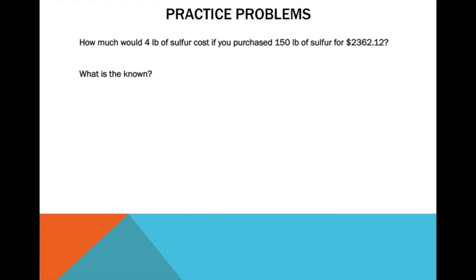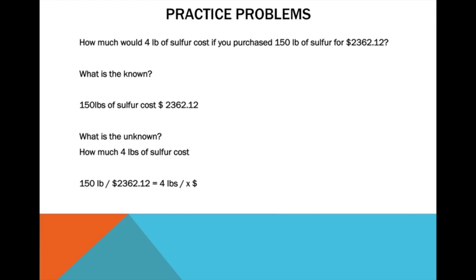How much would 4 pounds of sulfur cost if you purchase 150 pounds of sulfur for $2,362.12? What is the known? The known is 150 pounds of sulfur costs $2,362.12. What is the unknown? The unknown is how much 4 pounds of sulfur would cost, but our known within that unknown is the 4 pounds. So when we cross multiply and divide, that gives us $2.99.